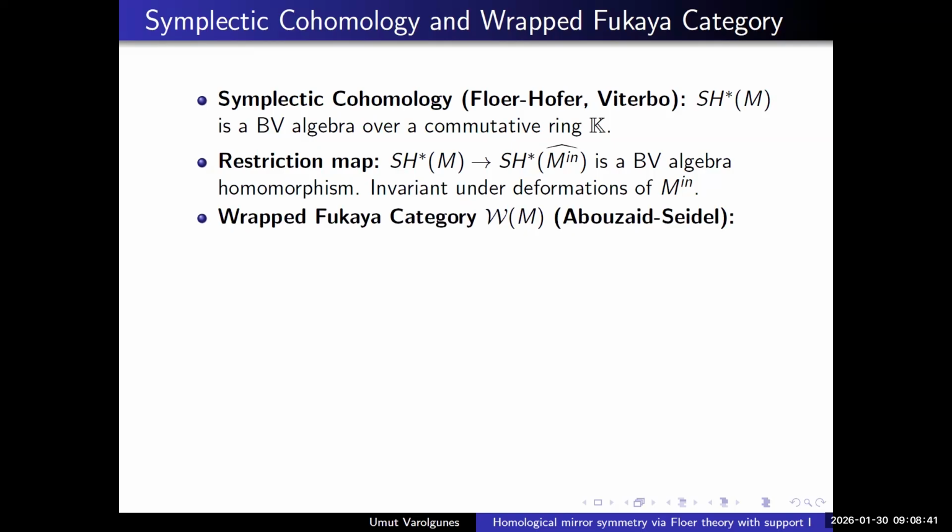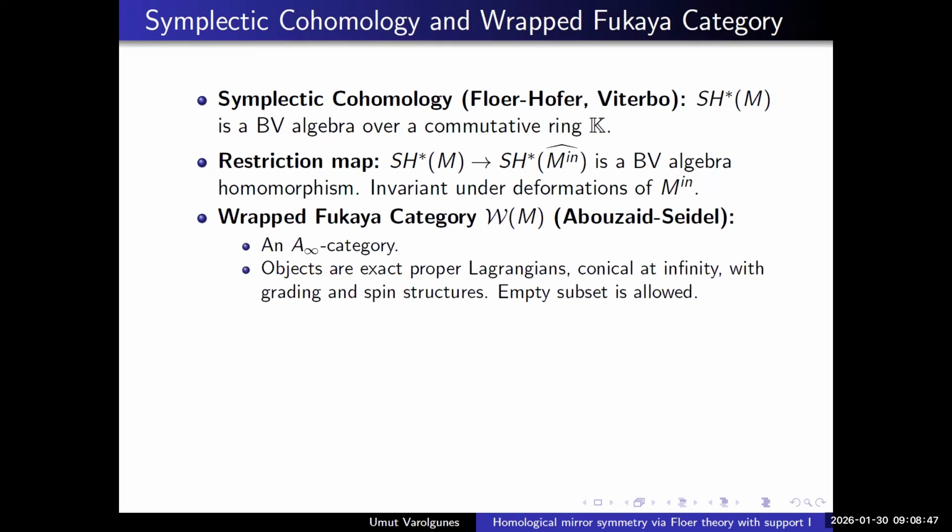Okay, and we can also talk about the wrapped Fukaya category. This is an A-infinity category, and its objects are exact proper Lagrangians, which are conical at infinity, with some grading and spin structures. And there's the cryptic comment that I'm allowing the empty subset because it will just come up in Viterbo restriction maps.